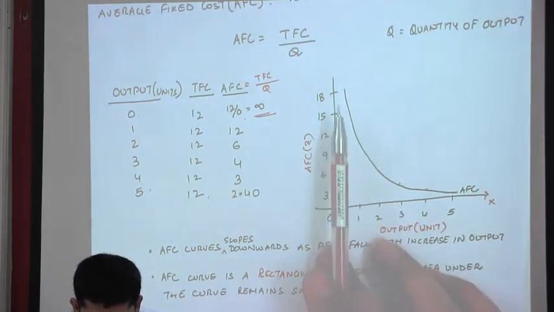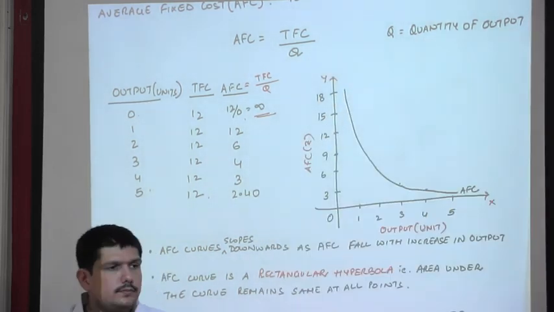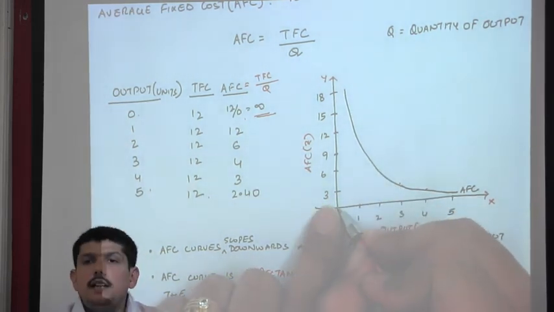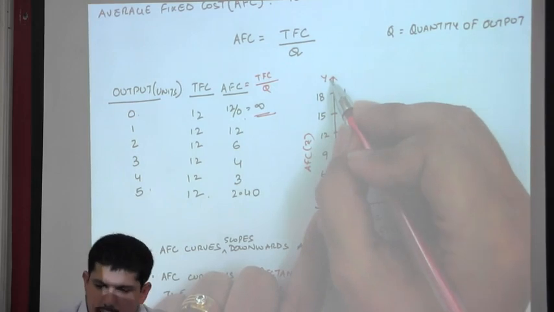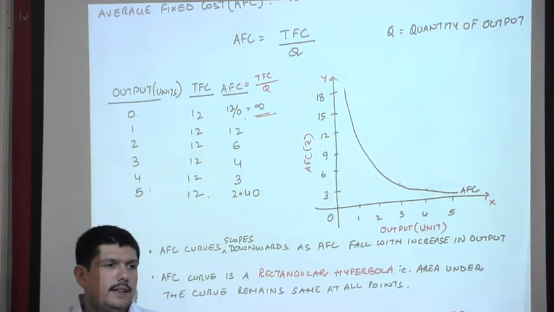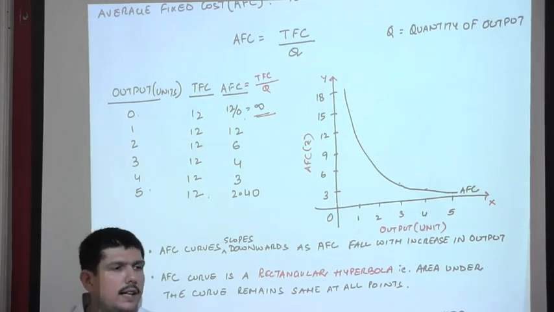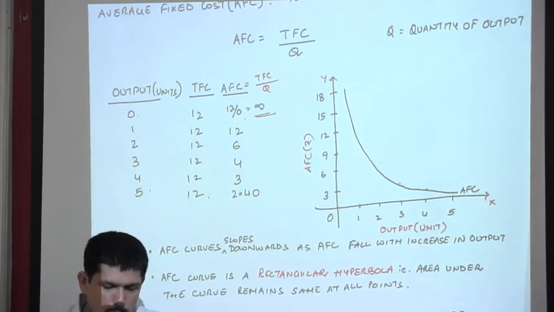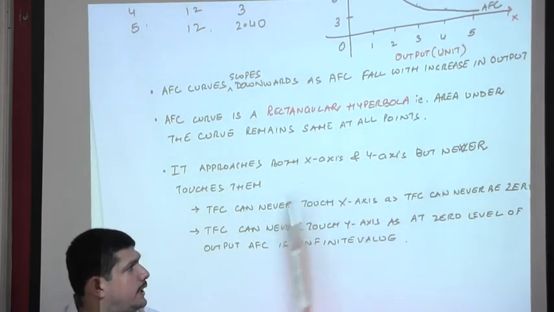Can AFC touch any point on the y-axis? Why? Right, because at zero level of output, the value which AFC will derive is infinite and will never touch the y-axis. Can it touch any point on the x-axis? No. Why? Because average fixed cost will always be a positive variable. Why? Because when we divide two positive numbers, the answer cannot be zero, right? So this approaches both the x-axis and y-axis but never touches them.